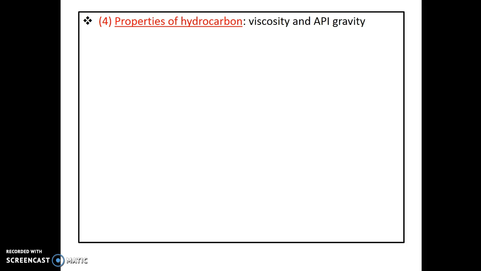Alright, moving on. The properties of hydrocarbon. Okay, oil biomarker is also useful for evaluating the properties of hydrocarbon existing in an entrapment. So the properties that we are looking for are the viscosity and API gravity of the oil. Okay, so again, the API here stands for American Petroleum Institute. So the normal API gravity is above 25 to 26.